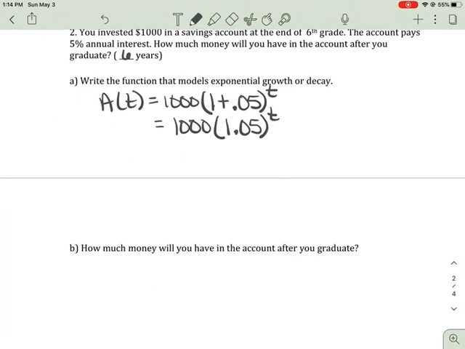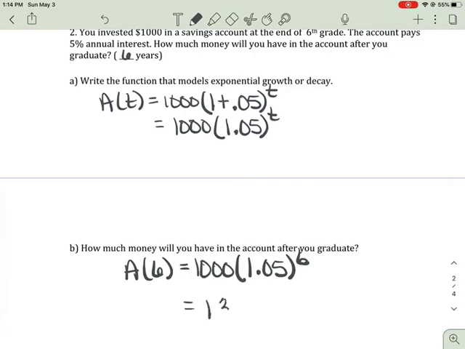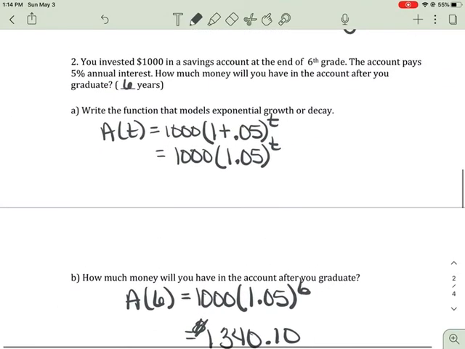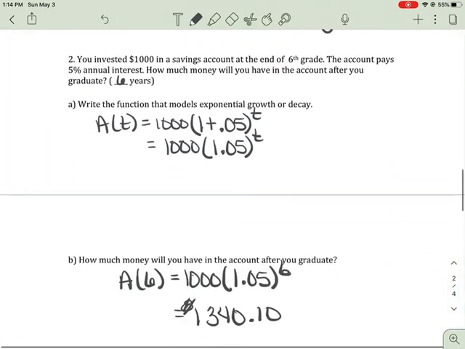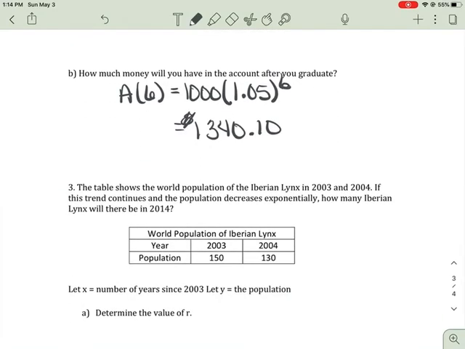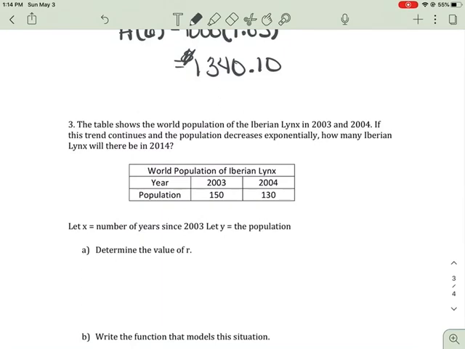All right, so how much money are we going to have when we graduate? So we're going to put in 6 for time. Okay, we should get $1,340.10. All right, so in both of these problems, one was a decay, one was a growth. We added or subtracted the 0.05. In this case, we added it. All right, so let's take a look at this next one.